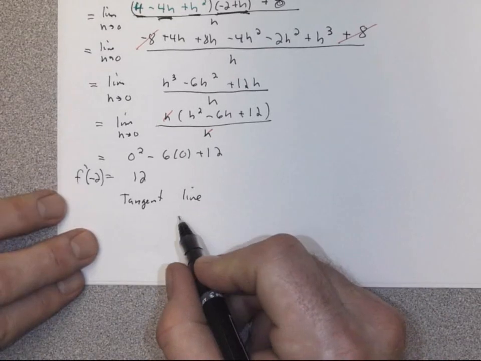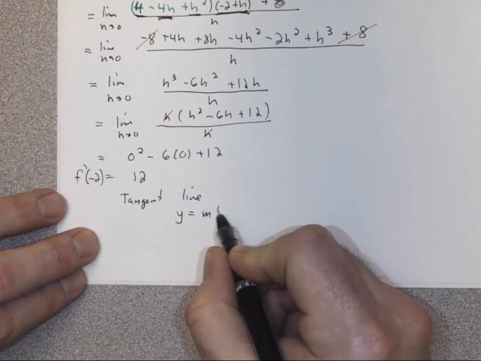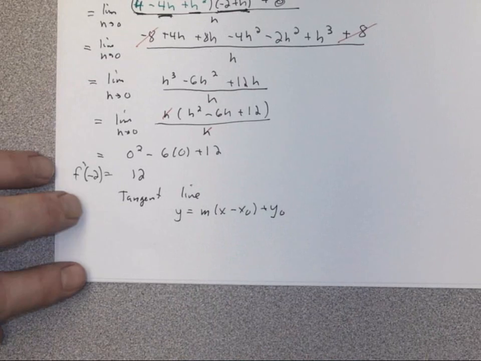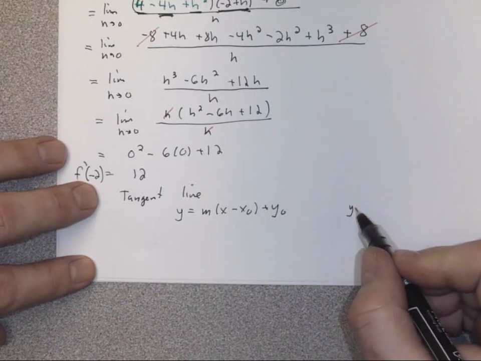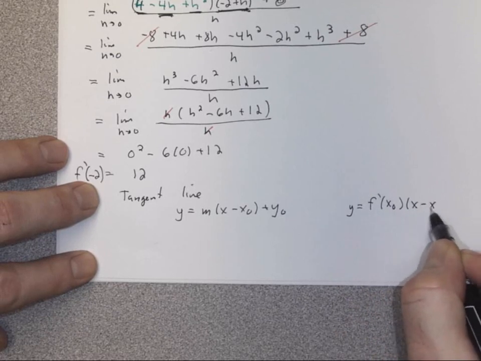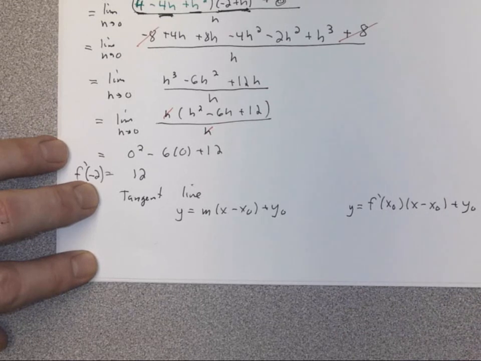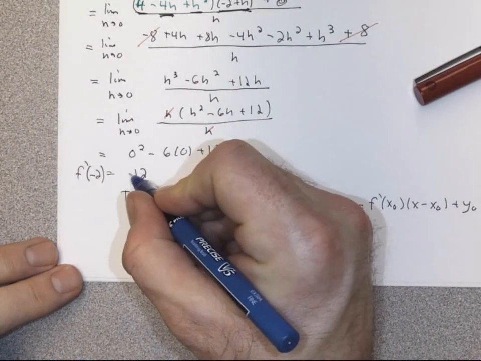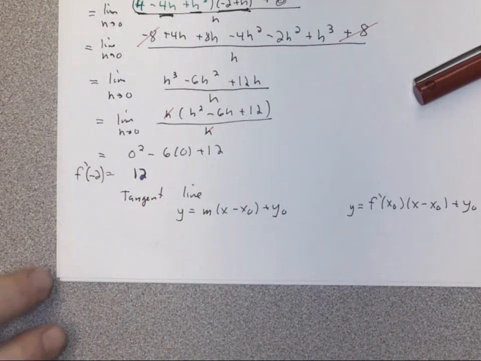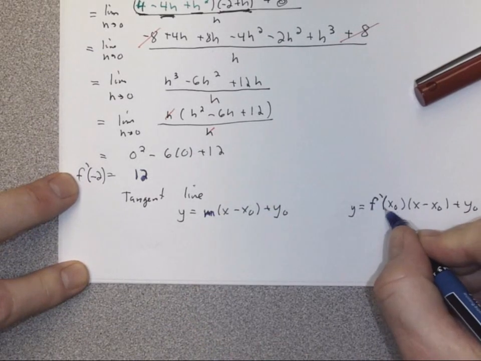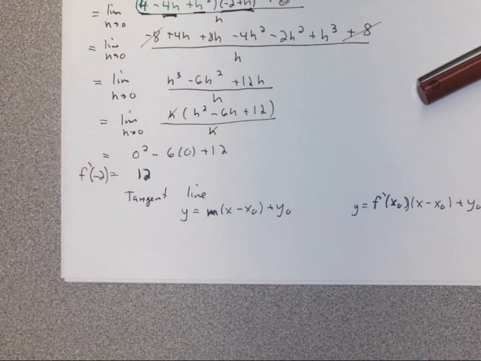So the tangent line says y is equal to m times x minus x naught plus y naught, right? That's a pre-calc version of that. I would actually prefer to use this notation, because m is actually f prime of x naught times x minus x naught plus y naught. Does it make sense that this 12 is just the slope of the tangent line? That's going to be our m, which is the same thing as f prime of x naught. So that thing right there is just a number. It's just m.